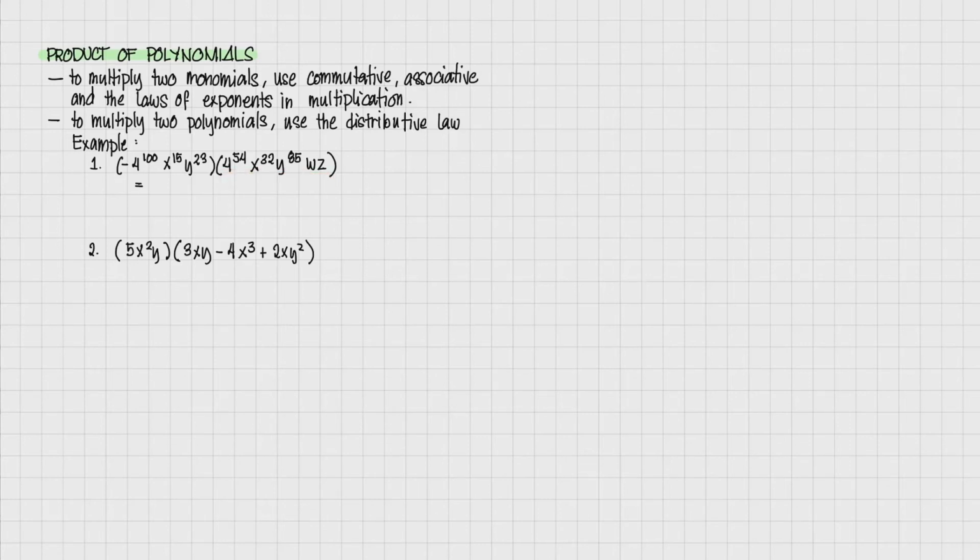So let's write that down. So 4 times 4. From these two terms, from the laws of exponents, this is just negative 4 raised to 100 plus 54. And then for our x raised to 15 times x raised to 32, that's just x raised to 15 plus 32. Then for our y, that's just y raised to 23 times y raised to 85, so that's just equal to y raised to 23 plus 85. Then we have wz. Now let's simplify this further.